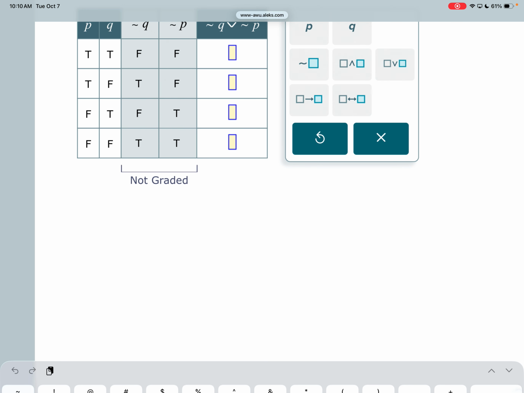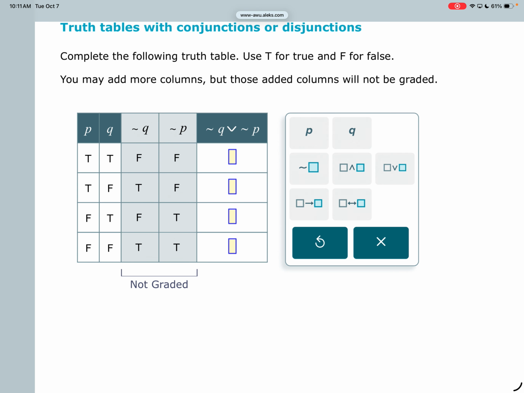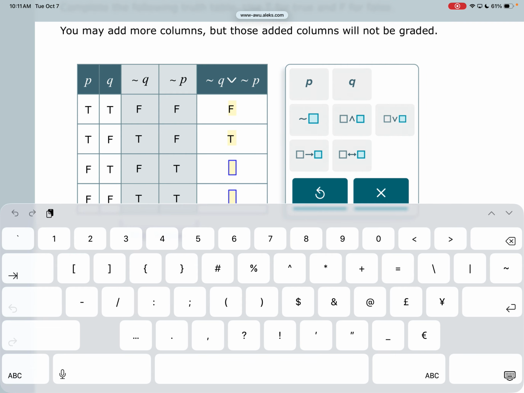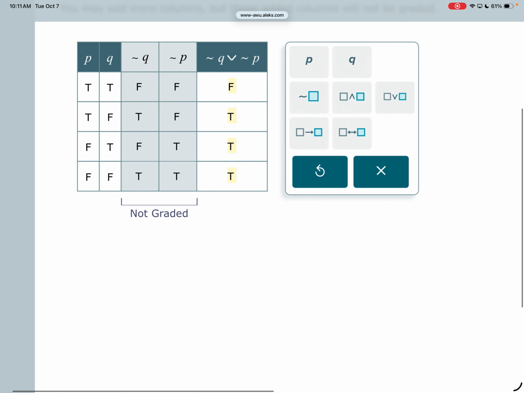And now it makes it very easy to find this last column because I'm saying, okay, not Q or not P. The rule for or is it's only false if they're both false. So I'm looking at the third and fourth column, the not Q and not P. So they're both false there. True, false would be true. False, true would be true. True, true would be true. It is only false when they're both false.